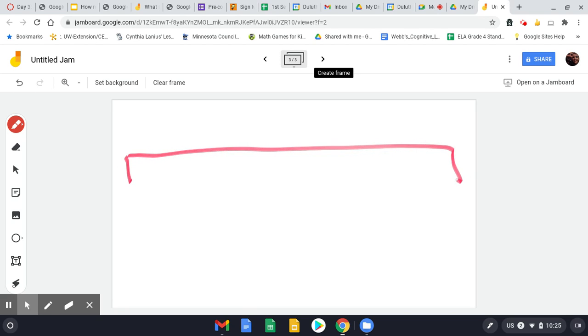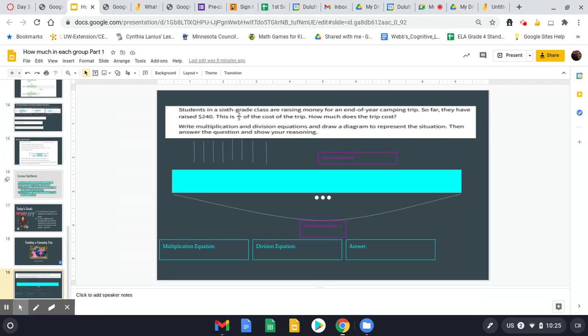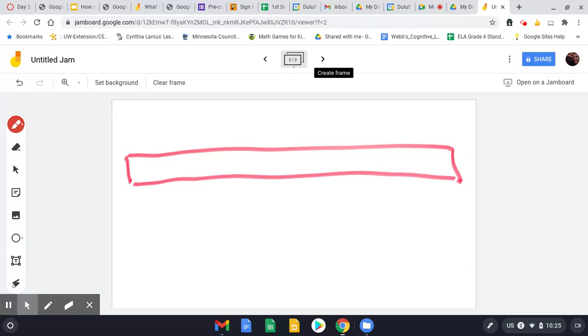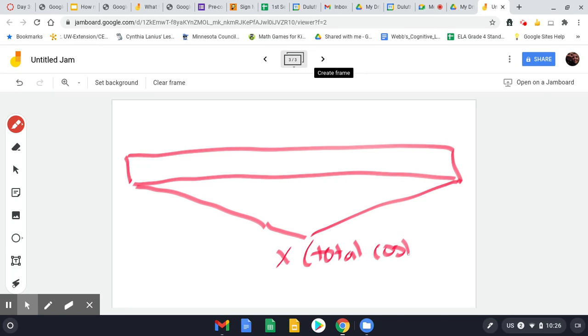Here is the total cost of the trip. And if you remember back, that's what we're looking for, right? We're looking for the total cost. And so the total cost of the trip is what we're looking for. So that's going to be our X. That's what we don't know. That's what we're trying to find. So this is the total cost, which is X.